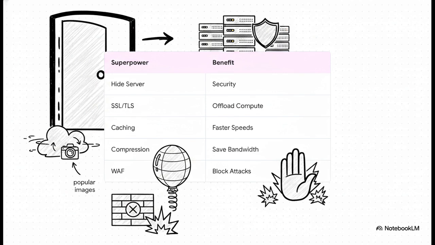It also manages caching, meaning it serves up popular images instantly so your backend doesn't even have to work for it. It automatically compresses traffic using gzip or Brotli to save on bandwidth. Oh, and it often acts as a web application firewall, blocking DDoS attacks and SQL injections before they even touch your application. Seriously, it does the whole shebang.